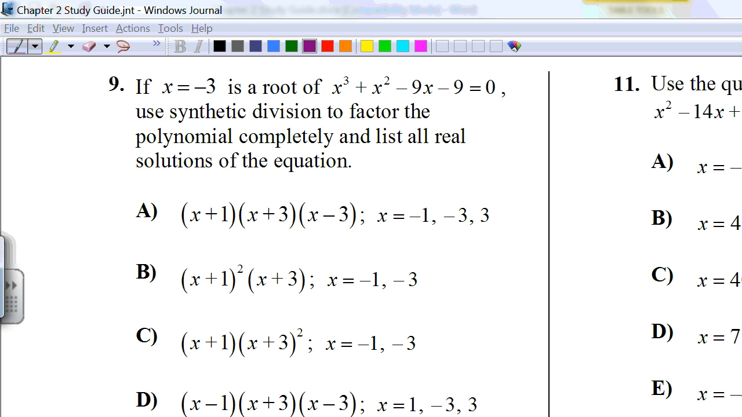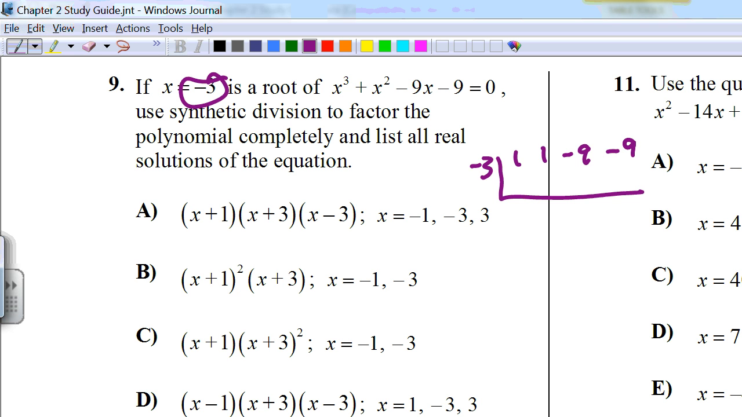Okay, number 9. If x equals negative 3 is a root of this polynomial, use synthetic division to factor the polynomial completely. So what we're going to do is use synthetic division to divide out that negative 3. Okay, there's not a lot of space here. So I have negative 3, 1, 1, negative 9, negative 9. 1, negative 3, negative 2, 6, negative 3, 9, 0. So this leaves me with x squared minus 2x minus 3.